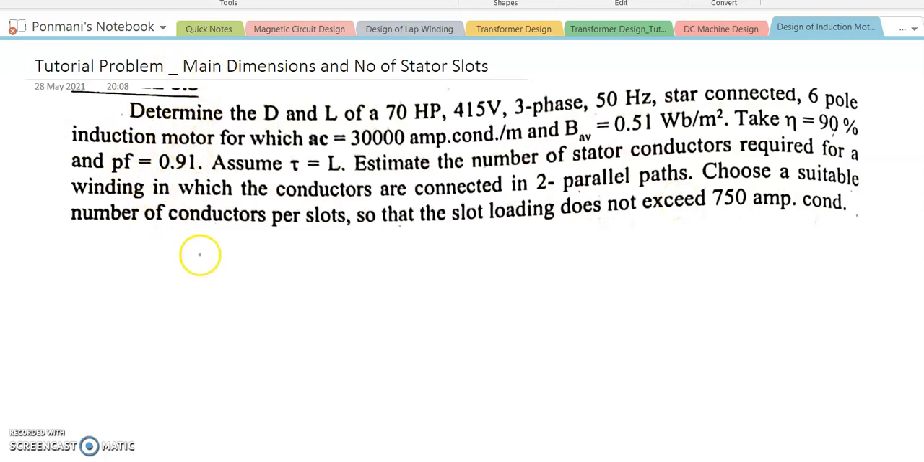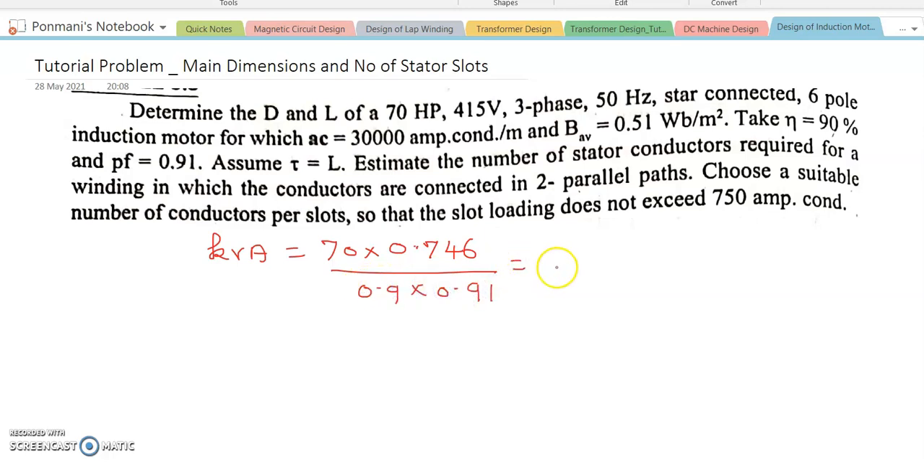The input kVA you can find out from the given value of 70 HP, converting it into kilowatt, with 746 watts per HP, so 0.746 kilowatt per HP. Dividing with the efficiency 0.9 and power factor 0.91, we get the kVA value as 63.76.